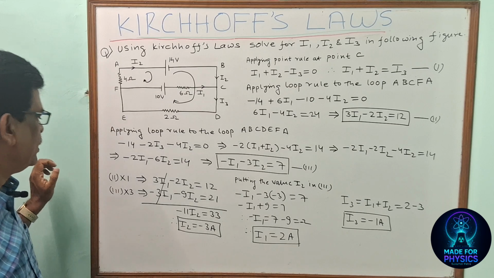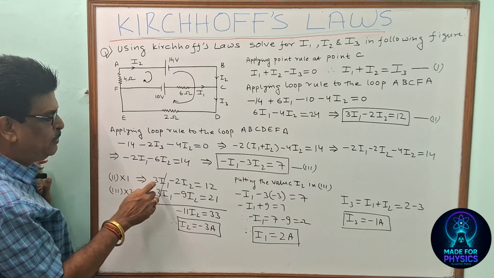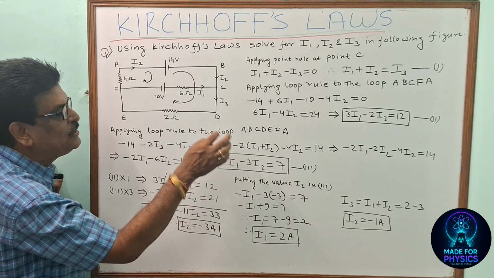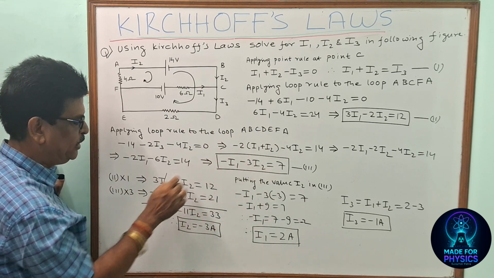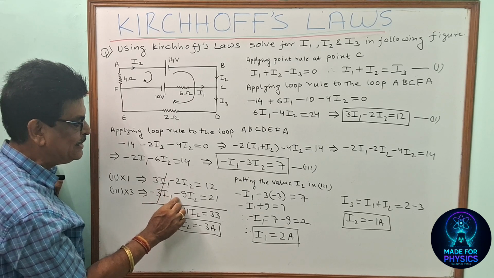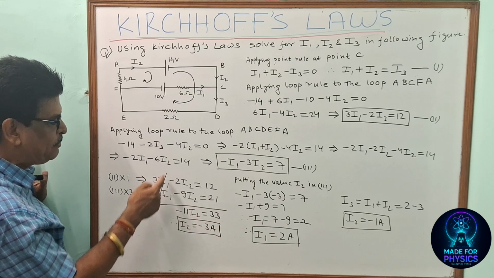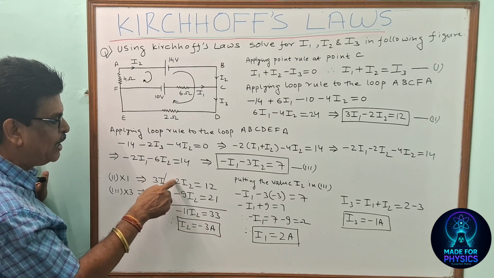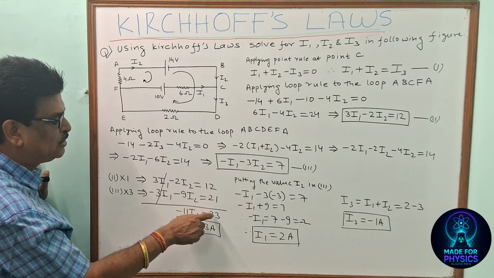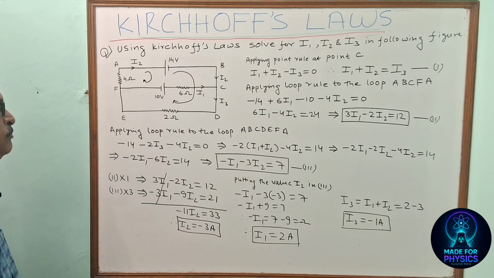So what I do, I multiply equation 2 by 1. So it becomes 3I1 minus 2I2 is equal to 12. Then I multiply equation 3 by 3. So it becomes minus 3I1 minus 9I2 is equal to 21. You just add it up. I1 gets cancelled. So minus 2 minus 9 becomes equal to minus 11I2, which is 33. And therefore I2 is minus 3A.